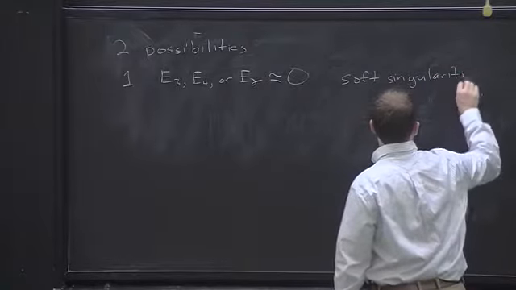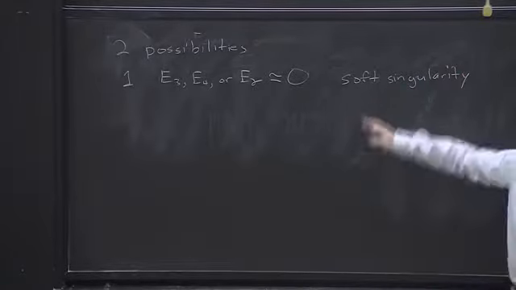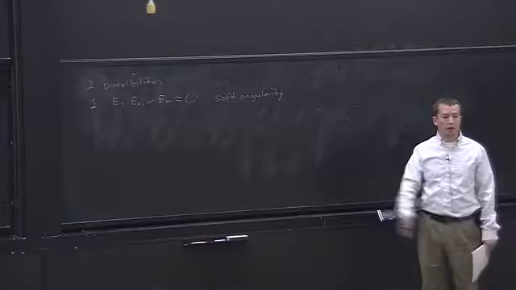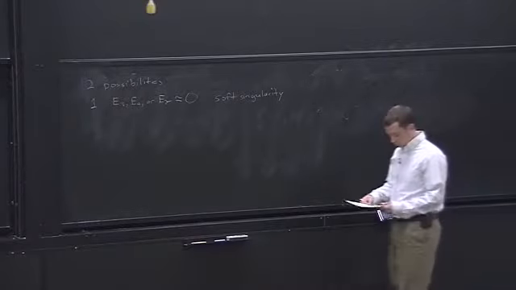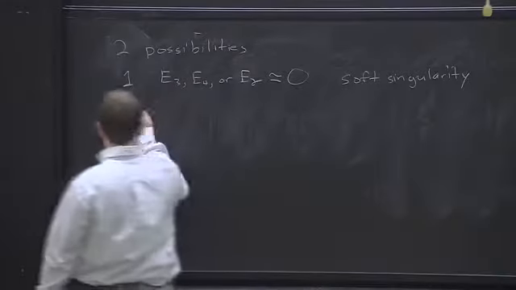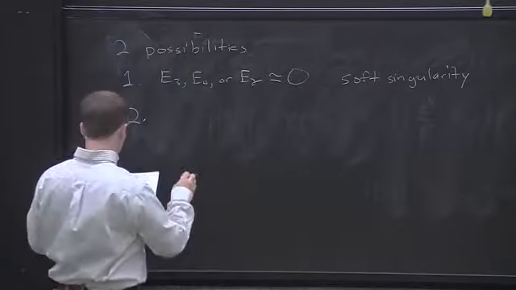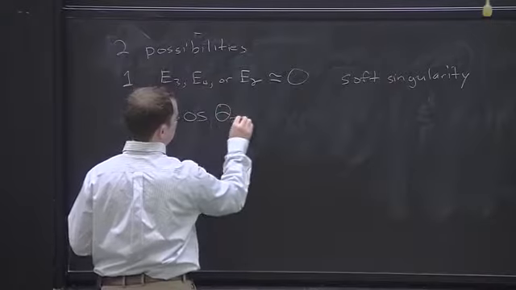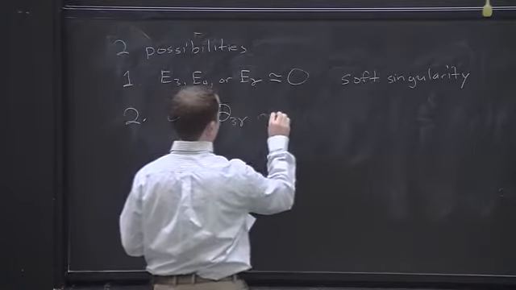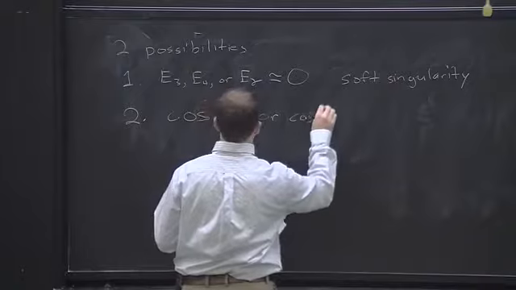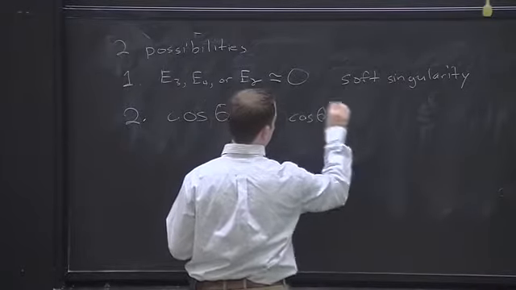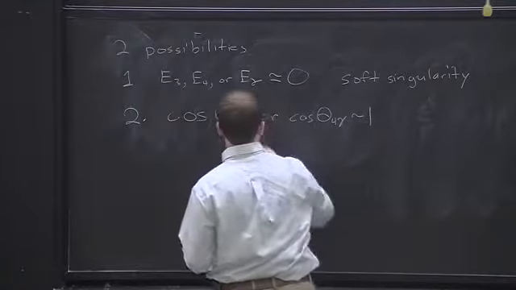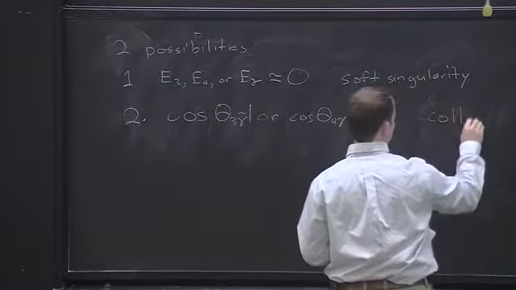So soft meaning low energy. It's probably the first thing you think of when you think of an IR divergence, where some energy or mass scale is going to 0. We see there's also another possibility that gives us the same effect. It's where the cosine of the angle between 3 and gamma, or the cosine of the angle between particle 4 and gamma, is about 1. And this is what's called the collinear singularity.